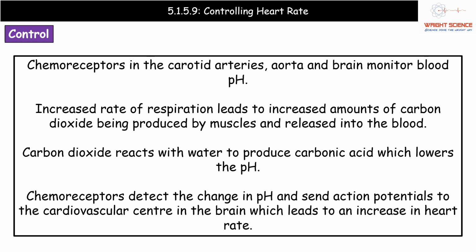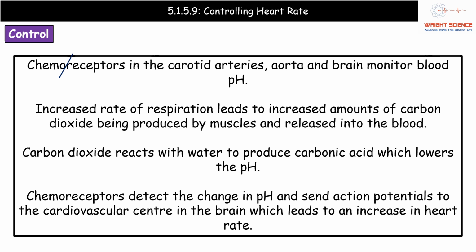We also have chemoreceptors. If we think about a chemoreceptor, break that word down: chemo relating to chemicals, receptors, obviously cells that detect a change in a stimulus. So these are going to be those receptor cells detecting a change in a chemical. Now, in our carotid arteries, the aorta and the brain, we've got these chemoreceptors that monitor the blood pH.